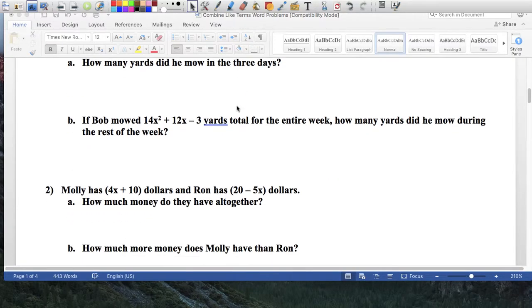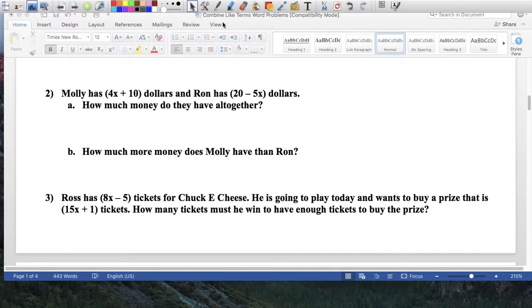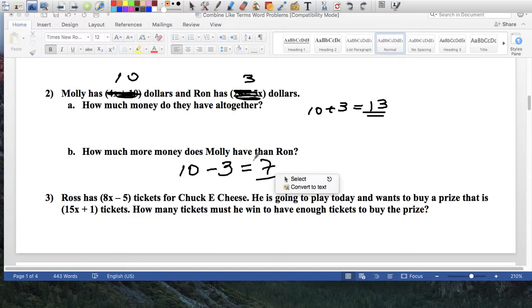So the idea is the same. So again, maybe I can do this one more time. Molly has $10. Ron has $3. How much money do they have together? Well, if that was a simple kindergarten question, you would do 10 plus 3, and the amount of money they have together is $13. Second question, how much more money does Molly have than Ron? Well, Molly has this much, minus, if we take away what Ron has, which is 3, that equals 7. So how much more money does Molly have? $7.